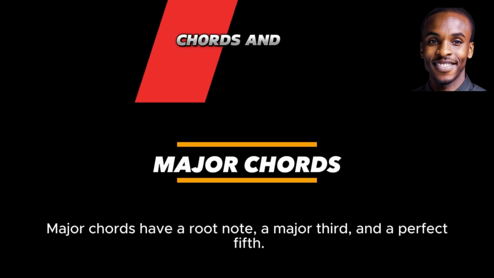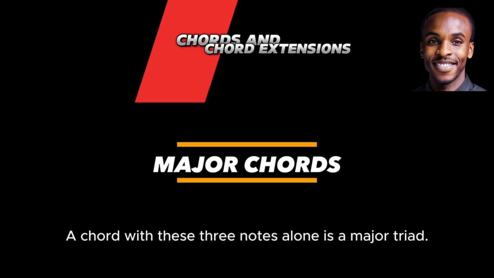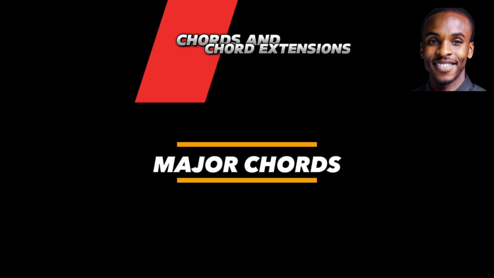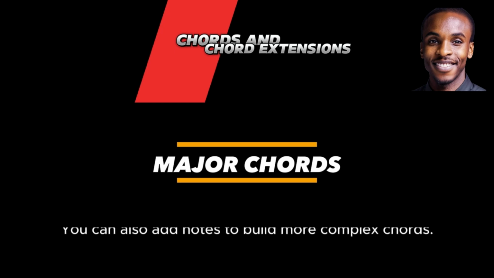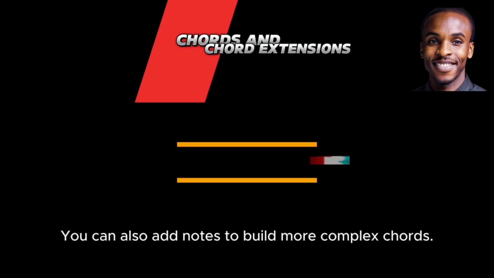Major chords. Major chords have a root note, a major third, and a perfect fifth. A chord with these 3 notes alone is a major triad. For example, a C major triad has the notes C, E, G. You can also add notes to build more complex chords.